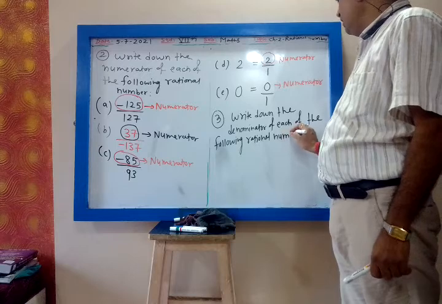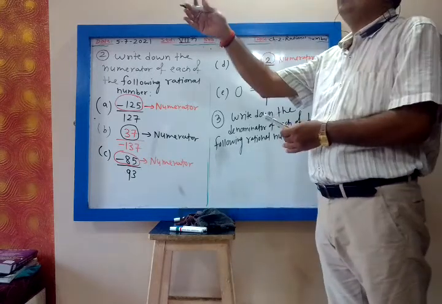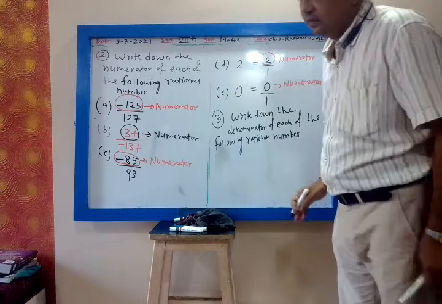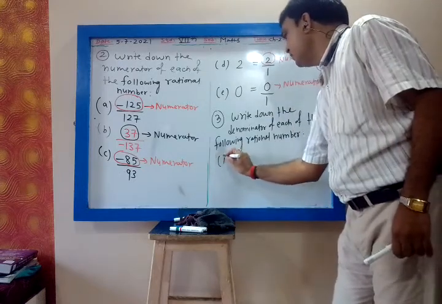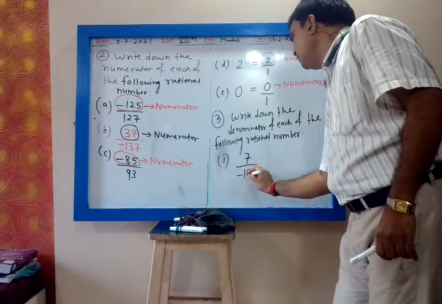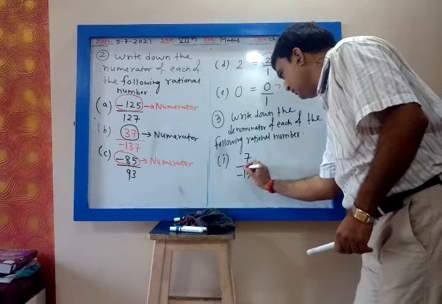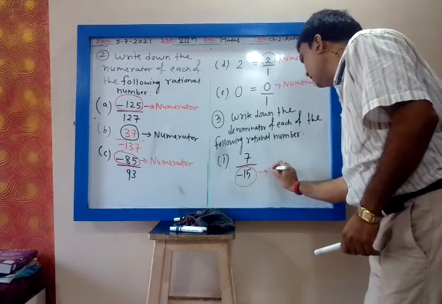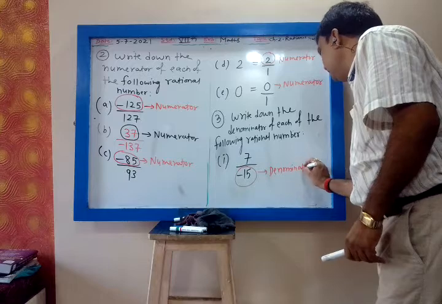Write down the denominator of each of the following rational numbers. Numerator means upper part. Denominator means lower part. That's all. Now first it is 7 upon minus 15. Denominator means lower part. What is my denominator? Minus 15 is my denominator. So denominator is minus 15.